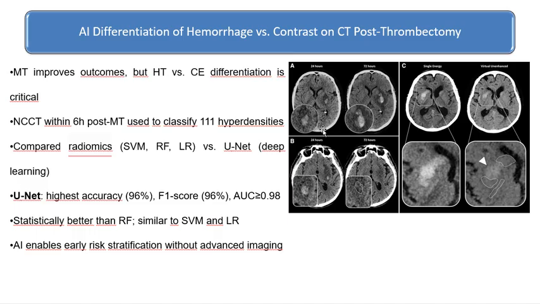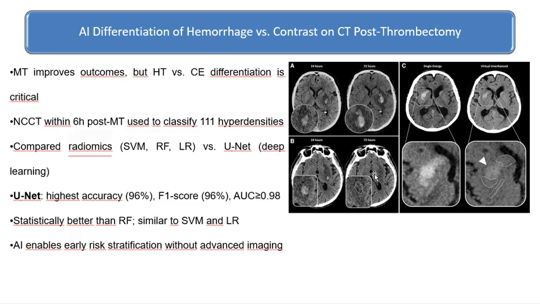Both of them appear hyperdense, as in this figure, before 24 hours. If the hyperdensity remains, this is blood, then hemorrhagic transformation. And if the hyperdensity washes out, then it's contrast, a more benign feature. But usually you need to wait up to 72 hours to make this differentiation.